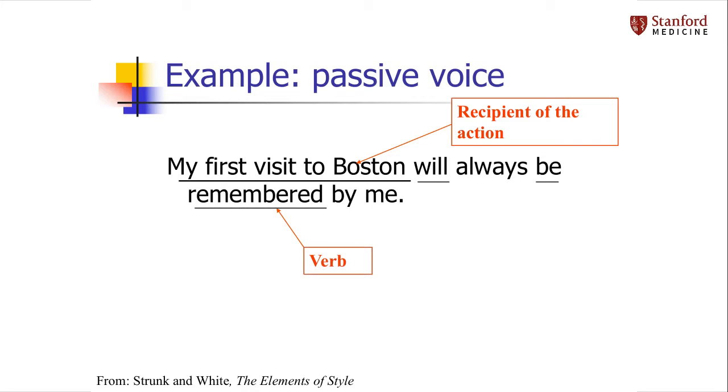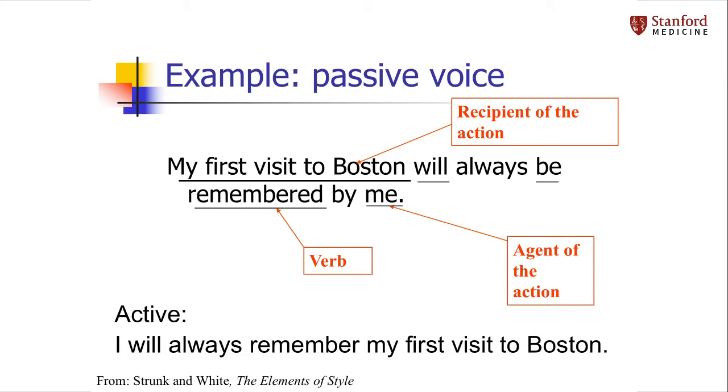And then you get to the agent, the person doing the remembering. That's at the end of the sentence. To turn that back into the active voice, you're going to flip it around. You're going to have agent, verb, recipient, rather than recipient, verb, agent. So you would say, I will always remember my first visit to Boston. That's a much more natural way to speak.